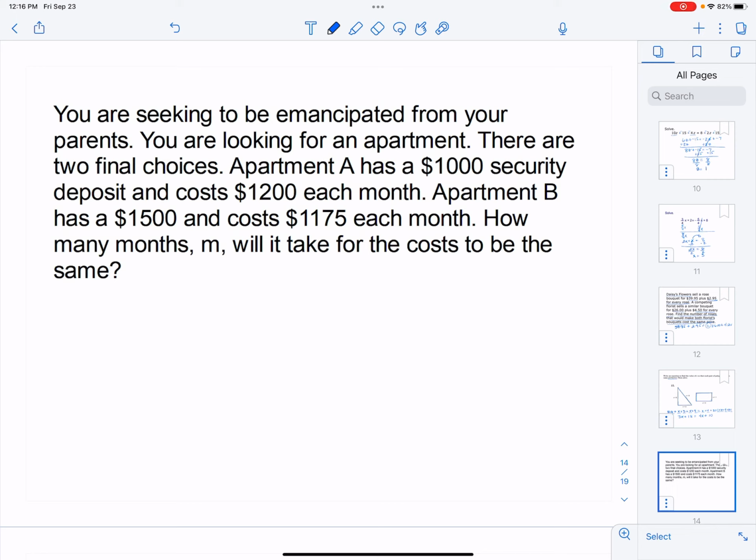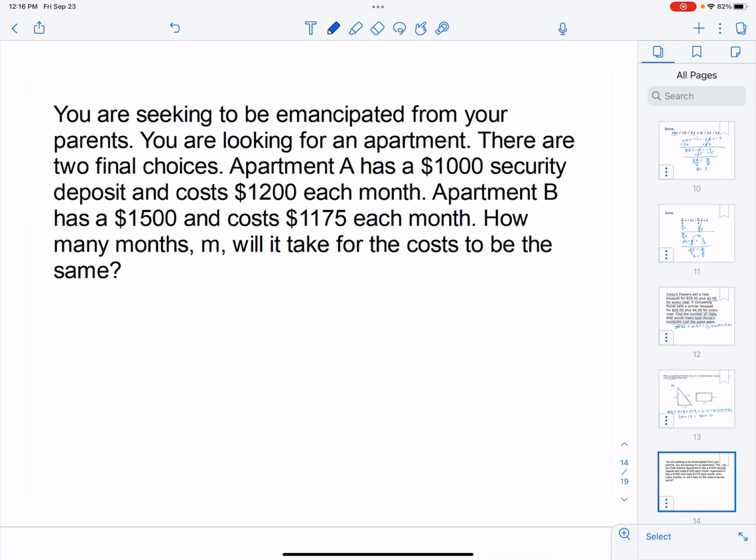It says you are seeking an emancipation from your parents. You're looking for an apartment. There are two final choices. Apartment A has a $1,000 security deposit, and it's going to cost $1,200 each month. Apartment B has a $1,500 security deposit and costs $1,175 each month. So how many months M will it take for the cost to be the same?